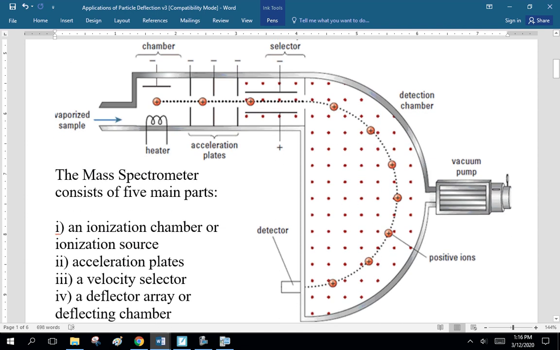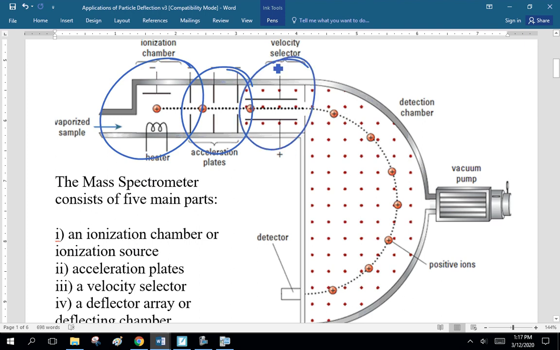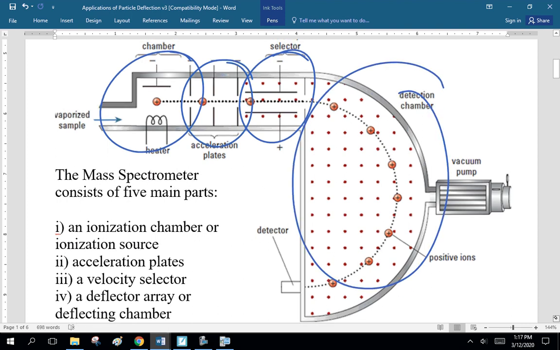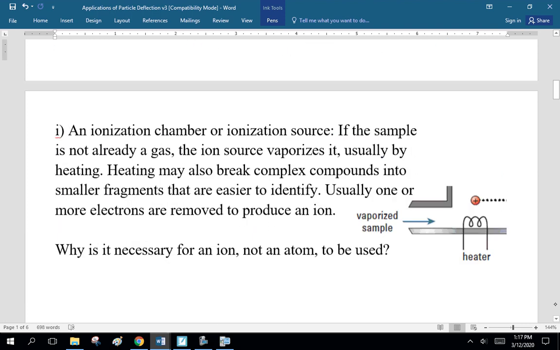Here: the ionization chamber, or ionization source, acceleration plates, velocity selector, deflector array or deflection chamber, and the last part, the detector. That's not considered important here. It's like the screen on the cathode ray tube. It's there. If it's not there, it doesn't work. Like electricity. Okay, so far, so good? Okay.